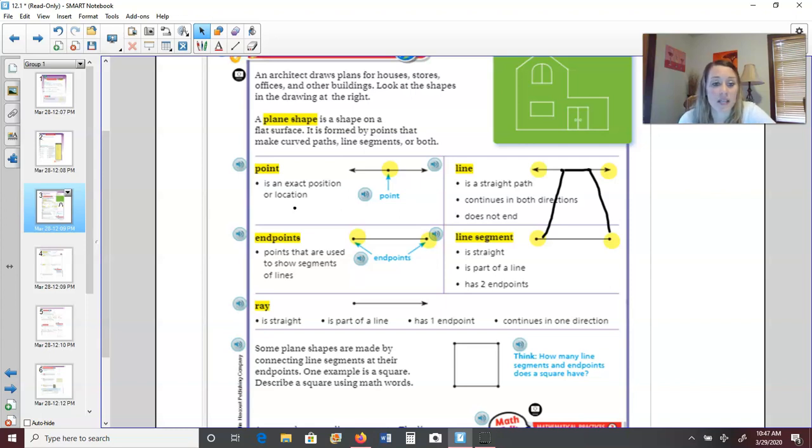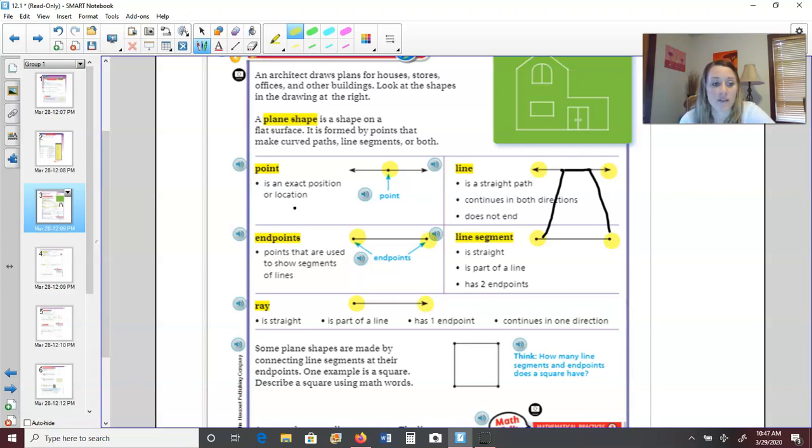And then there's something that's kind of a combination of both a line and a line segment, and that is called a ray. And I like to think of a ray as the sun, because you think of the sun's rays shining down. And so a ray is straight. It's part of a line. It has one end point, but then it continues on forever in one direction.